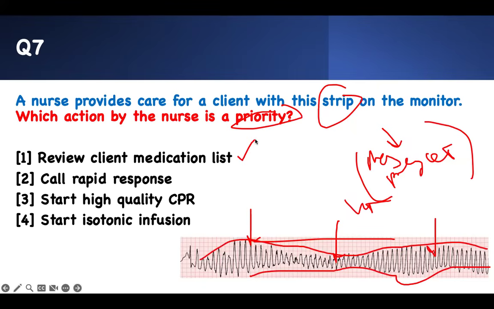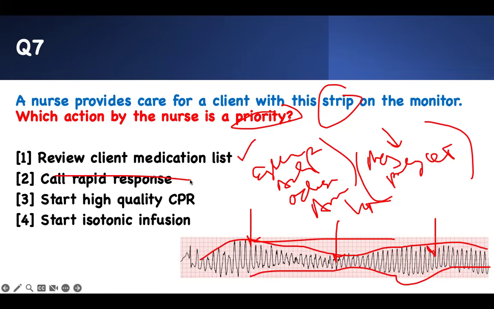Review the client's medication list. There may be erythromycin, the macrolide, or there may be an antipsychotic. Okay, there may be ondansetron, okay, amiodarone. These are all medications that can cause QT prolongation, and therefore you should review the medication list and see what is causing it.